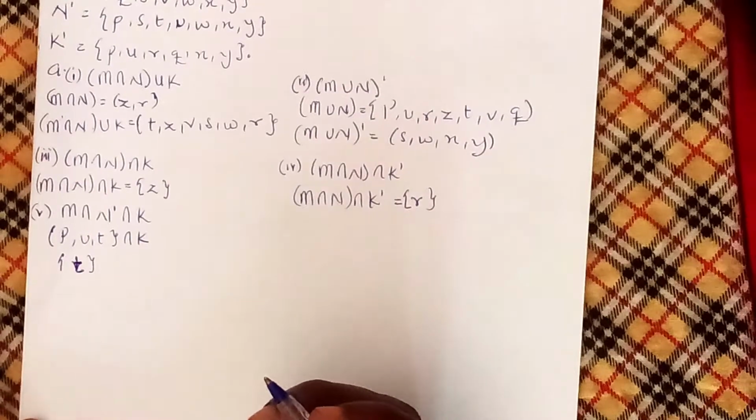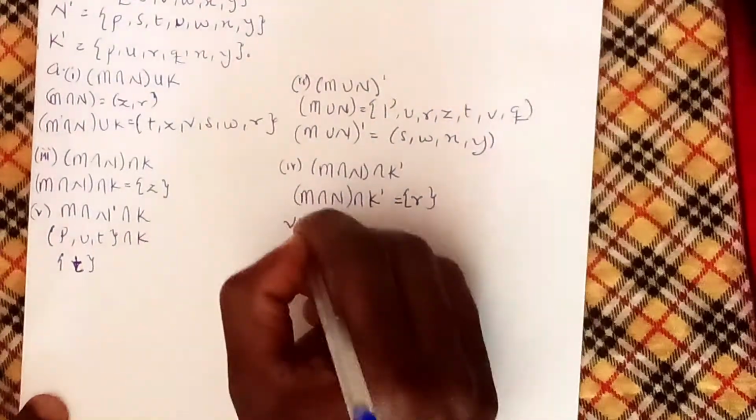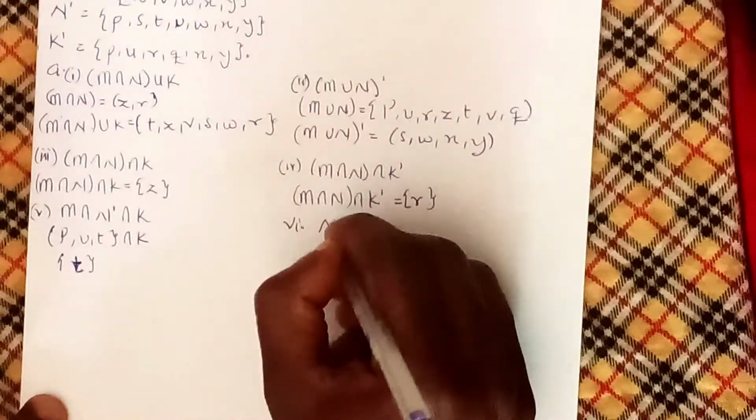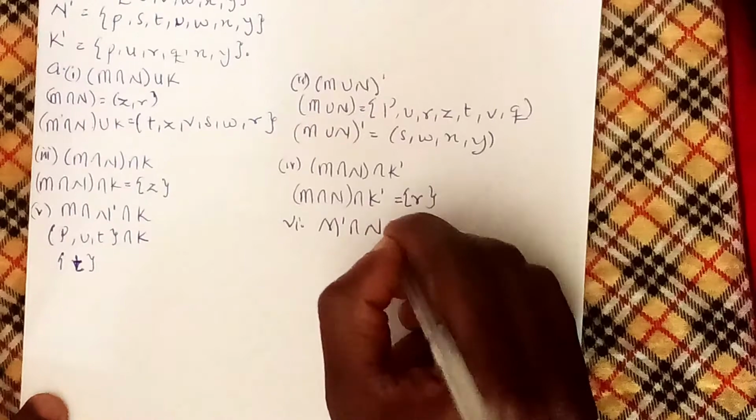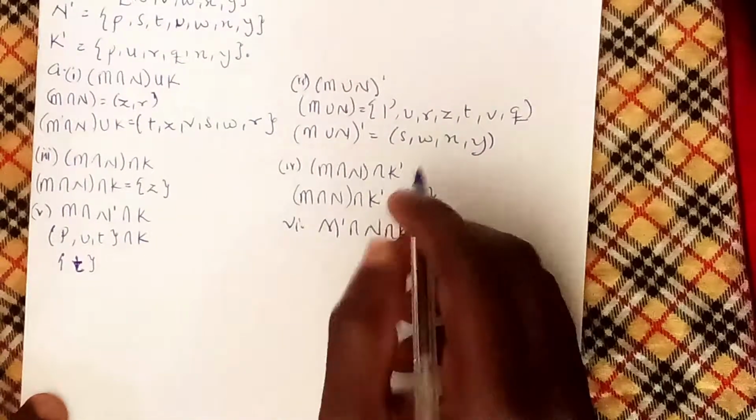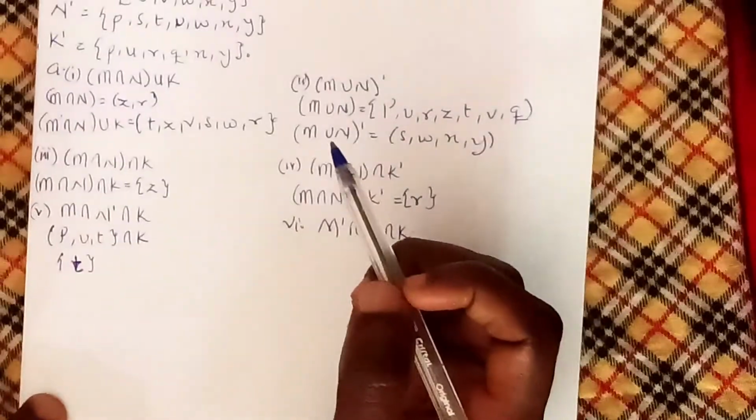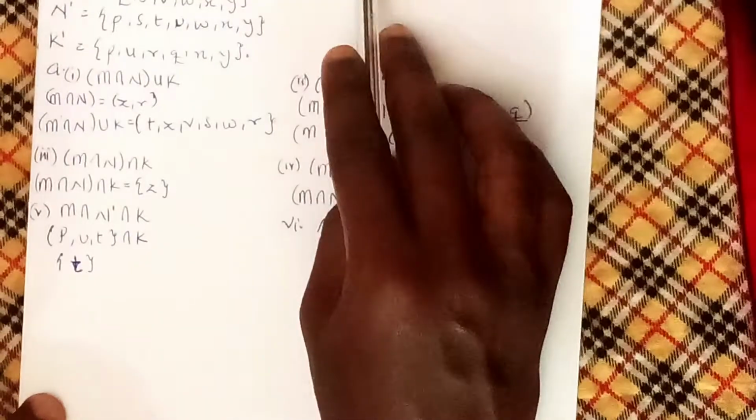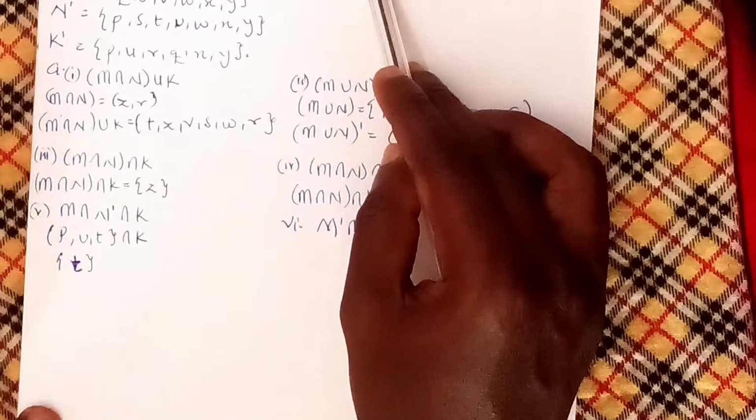Let's move on to the next. That's Venn, where we are asked to find M prime intersection N intersection K. We have our N prime to this. So now we intersect it with N. If we intersect N prime with N, the value we are going to get is Q and Venn.